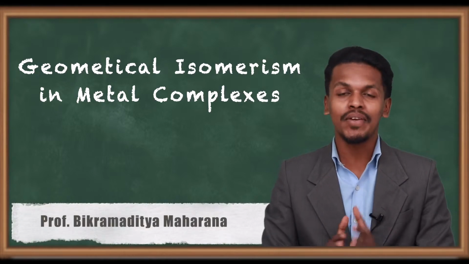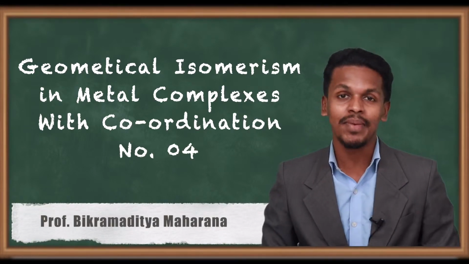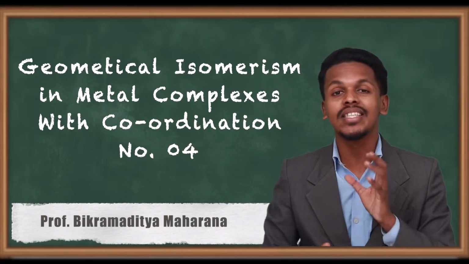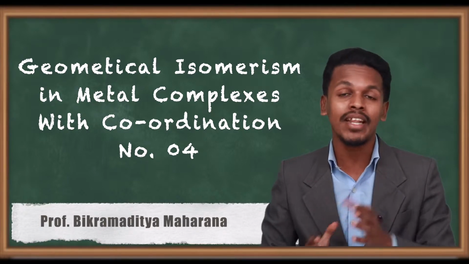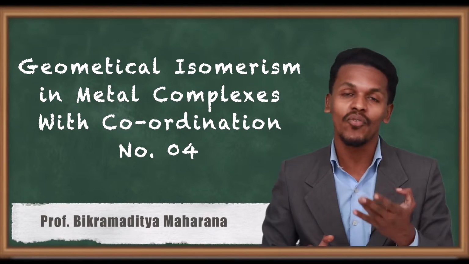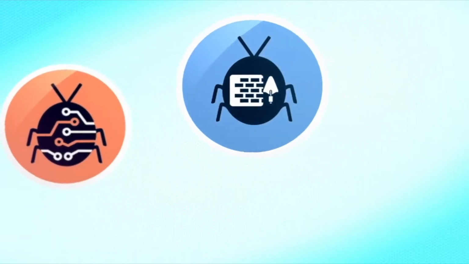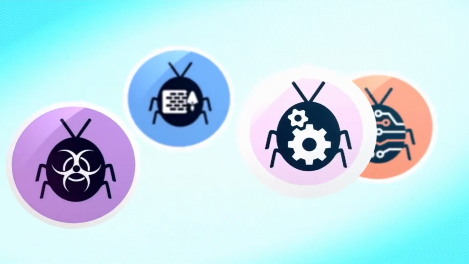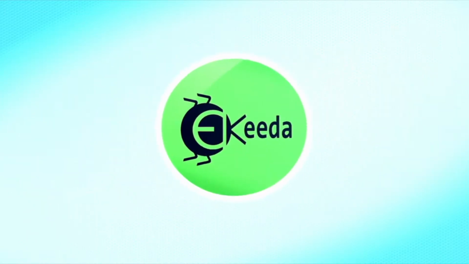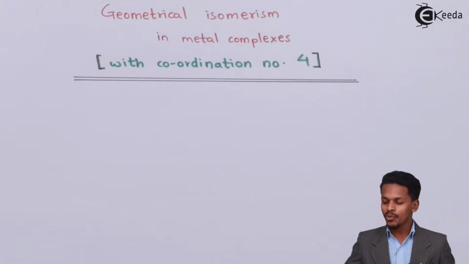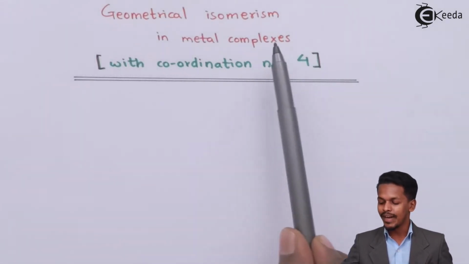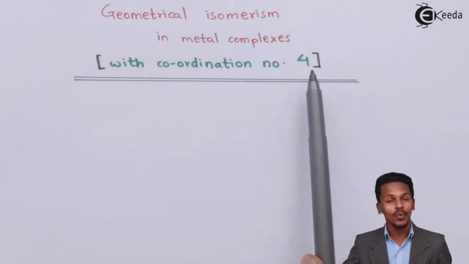Hello friends, in the previous lecture we discussed structural isomerism, but here we are going to specifically talk about geometrical isomerism in metal complexes with a coordination number of 4. So what is the concept behind this? This is what I'm going to talk about in this topic. So friends, I'm going to talk about the geometrical isomerism in the metal complex with a coordination number of 4.